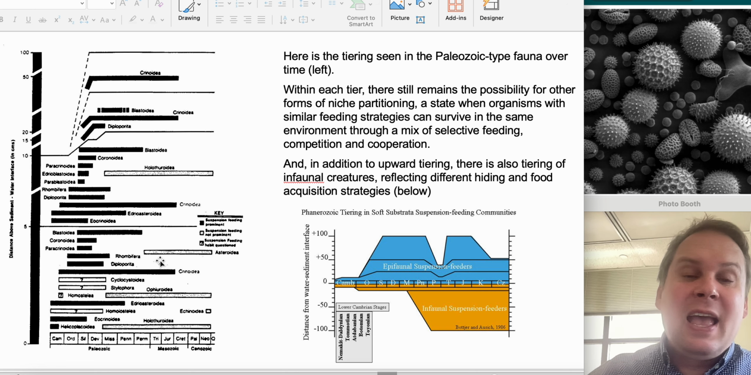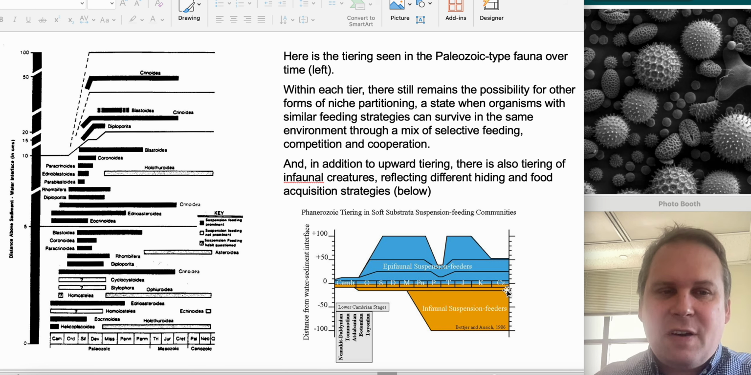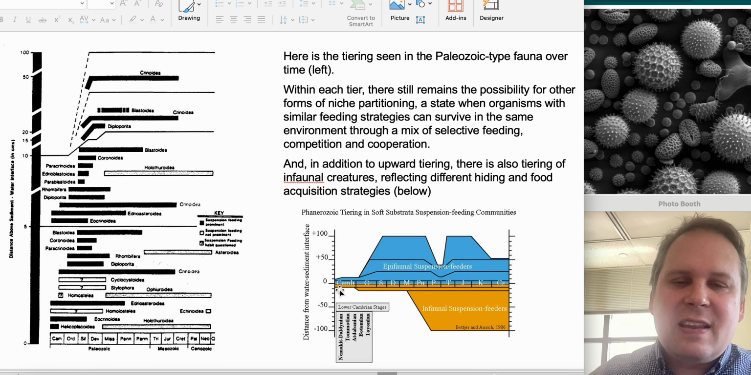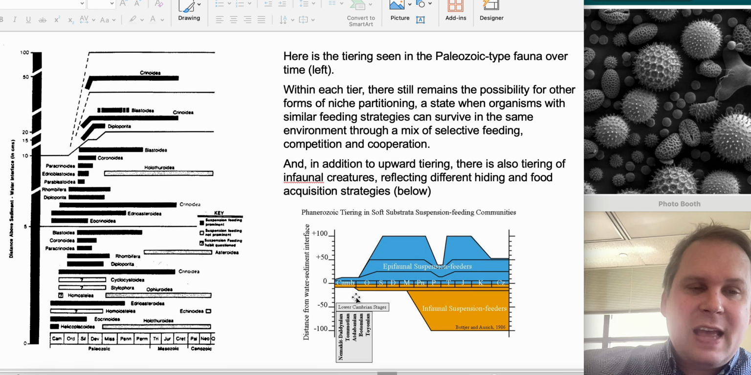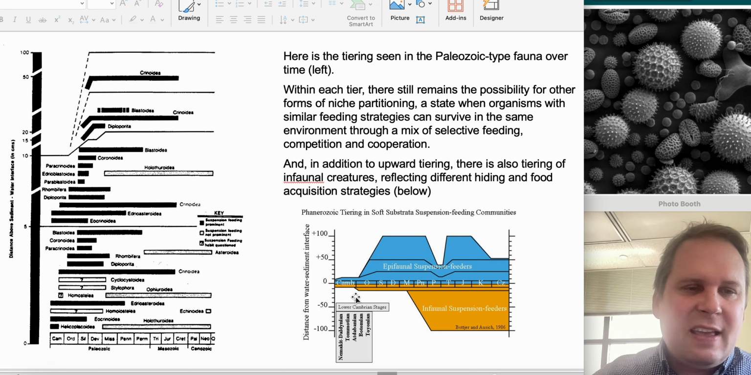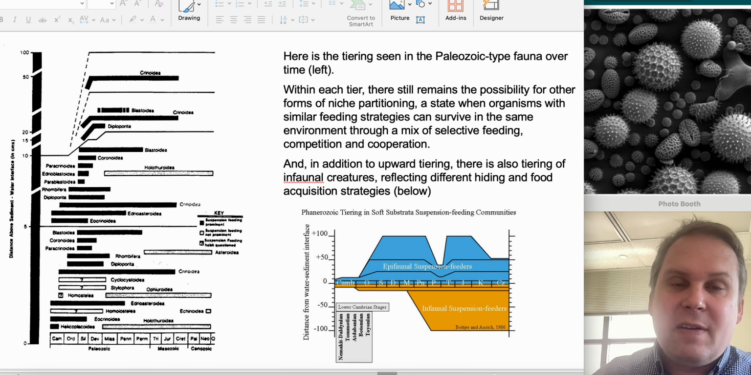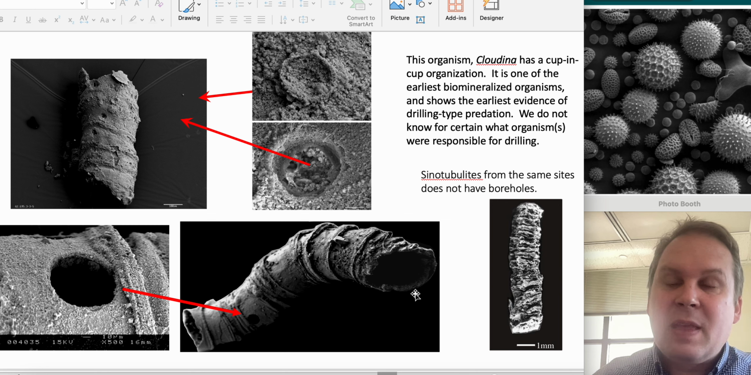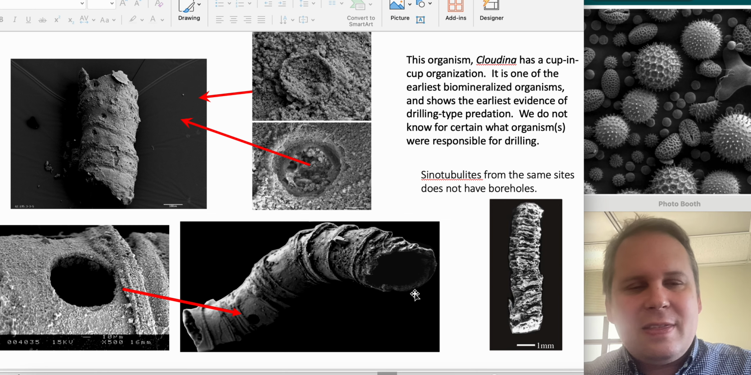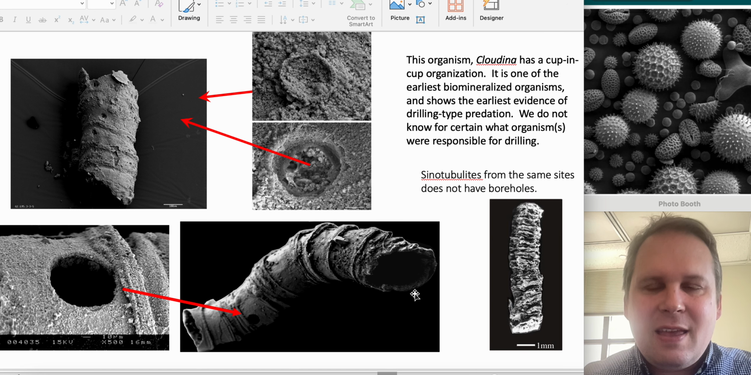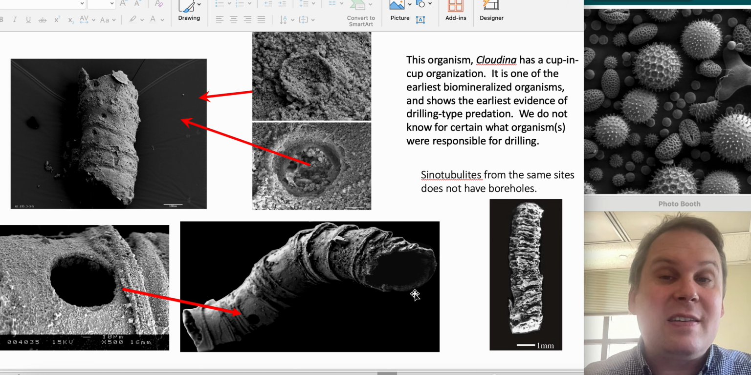In addition to the epifaunal suspension feeders, there's also an infaunal tiering. There are organisms that exist only in the top part of the sediment. There are some that will burrow further down and have access to a different, essentially nutrient ecosystem down there. And there are ones that burrow even further than that, very peculiarly. And of course, along with this, the other thing that's going to be big in paleoecology is predation.